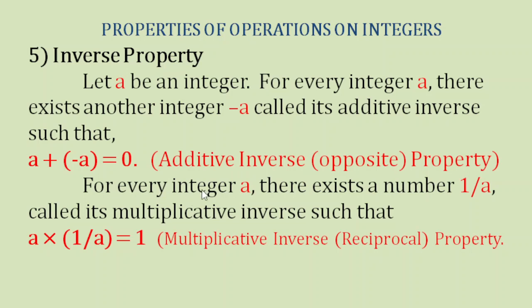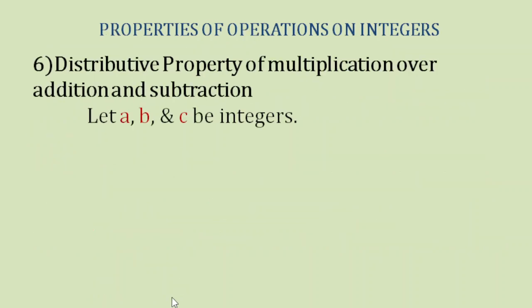And for every integer a, there exists a number 1 over a, called its multiplicative inverse, such that a times 1 over a equals 1. This is what we call multiplicative inverse property. Now to illustrate each, 5 plus negative 5 equals 0, and 5 times 1 over 5 equals 1.